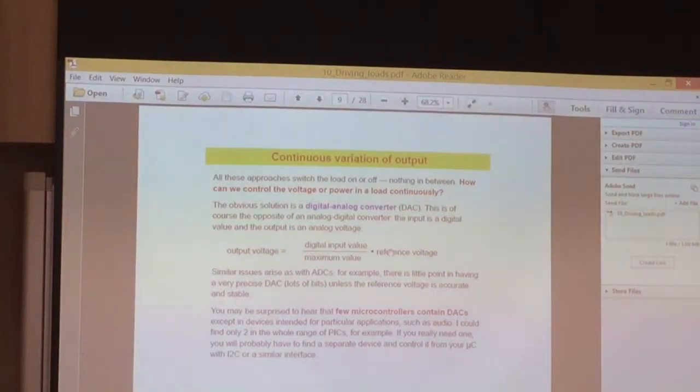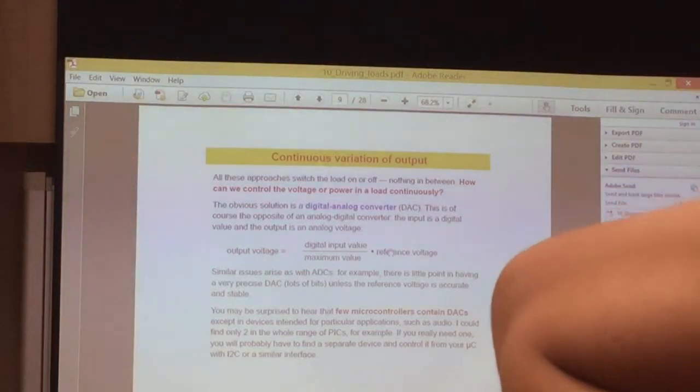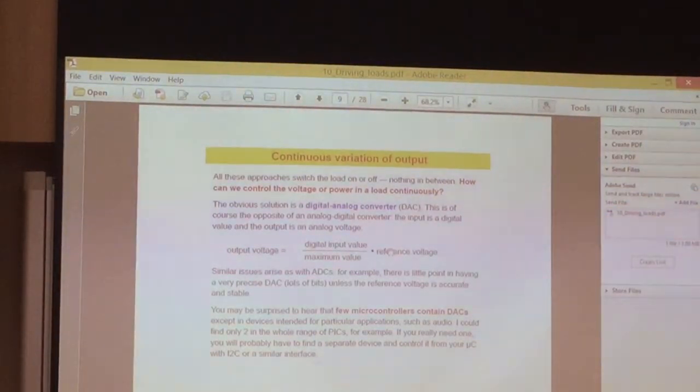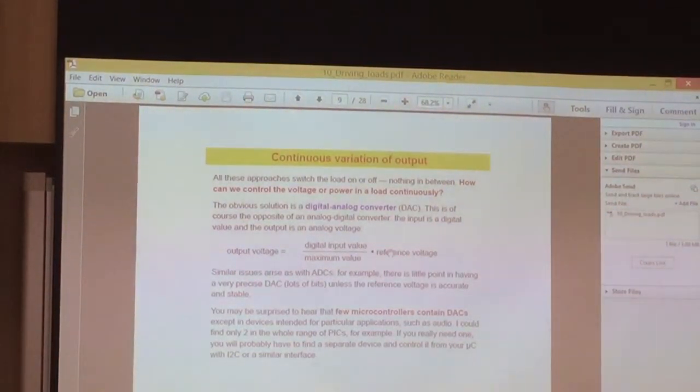Okay, so next, we want to discuss a little bit on outputs. Earlier, we said the outputs can only be 0 and 1 if it's from digital systems. But let's say I want to get an output voltage somewhere in between 0 and VDD. How should I do that?